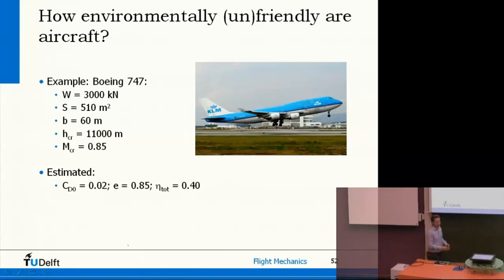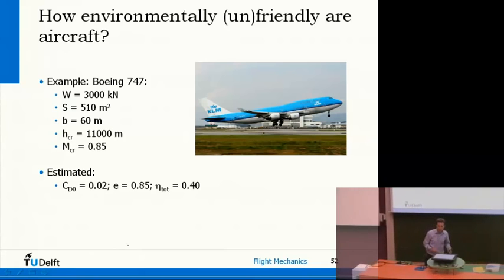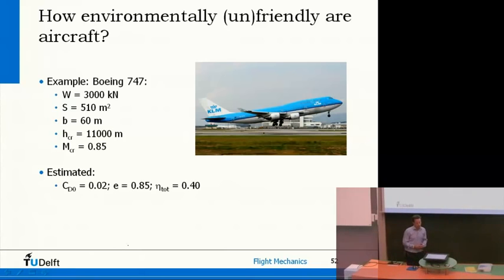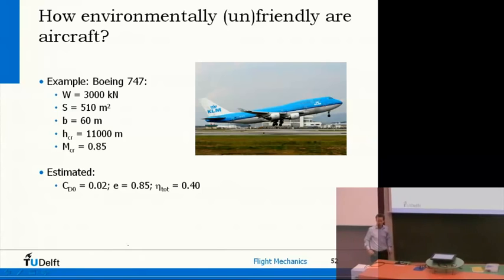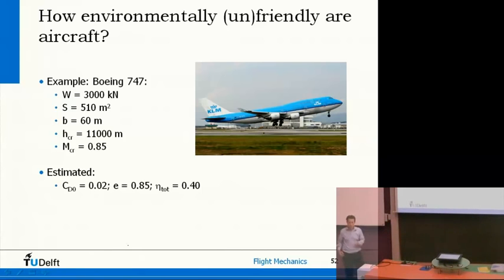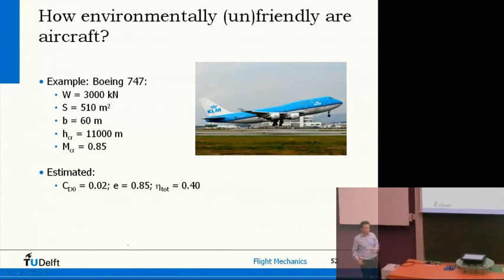Aircraft weight, I've taken more or less the average weight if half of the fuel is used. Wing surface area, cruise altitude, the Mach number at which the aircraft is flying. And there are some estimations. Of course, many people have done the aerodynamics of this aircraft, where we say, okay, CD0, Oswald factor 85%, and a total efficiency of 40%, which means that's the efficiency of the propulsion system. So how good is the propulsion system in transferring power in the fuel into transportation energy.